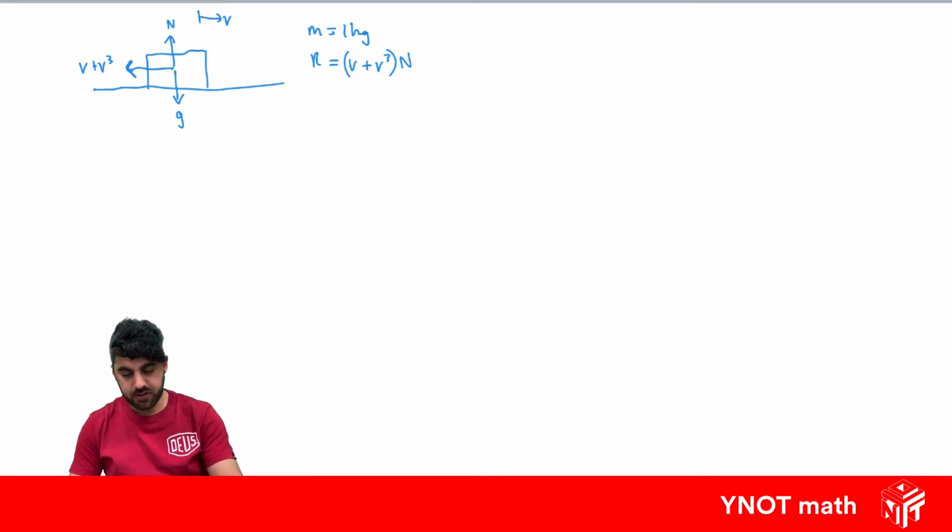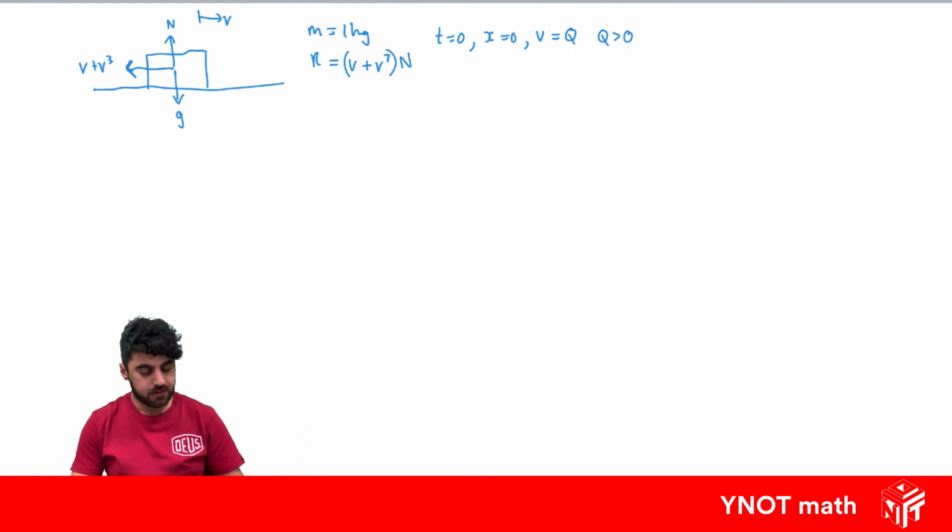We're also given some initial conditions. Initially, when t was equal to 0, we're at the origin, so x equals 0, and the initial velocity was given as q, where q is greater than 0. Now the question is asking for us to find the velocity as a function of time. And since we're after the velocity as a function of time, we're really interested in this force here, so it makes sense to sum the forces in the x direction.